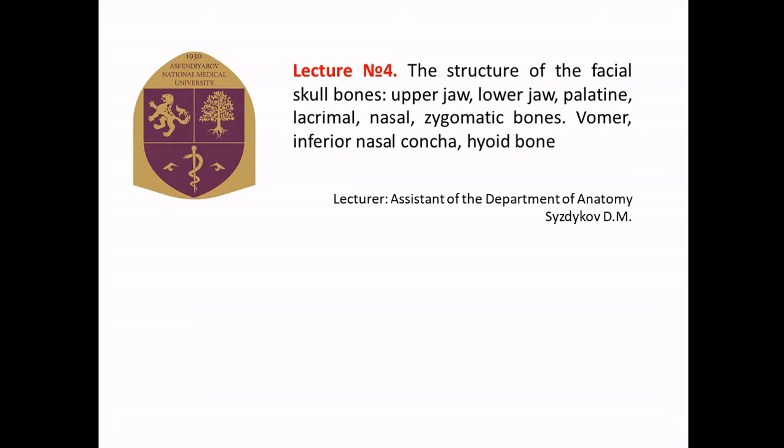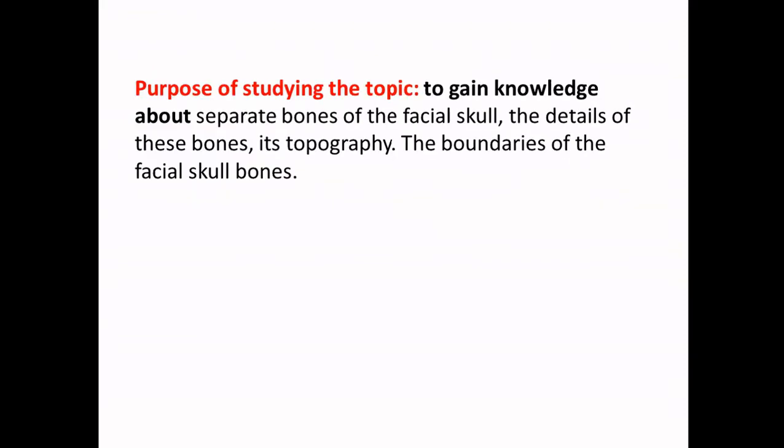Lecture number 4. The structure of the facial skull bones: upper jaw, lower jaw, palatine, lacrimal, nasal, zygomatic bones. Vomer, inferior nasal concha, hyoid bone. Purpose of studying the topic: to gain knowledge about separate bones of the facial skull, the details of these bones, its topography, the boundaries of the facial skull bones.